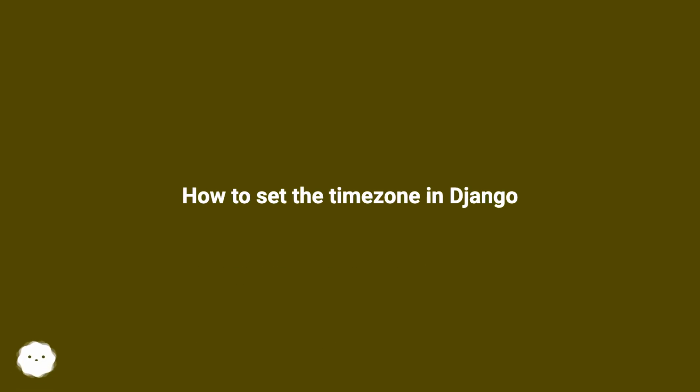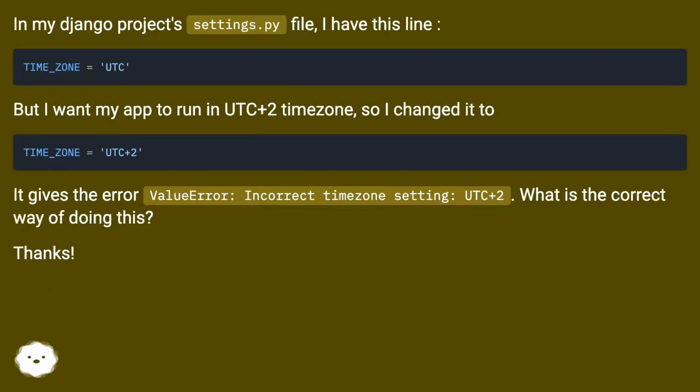How to set the time zone in Django. In my Django project settings.py file, I have this line. But I want my app to run in UTC+2 time zone, so I changed it to this. It gives the error: ValueError: Incorrect time zone setting: UTC+2. What is the correct way of doing this? Thanks.